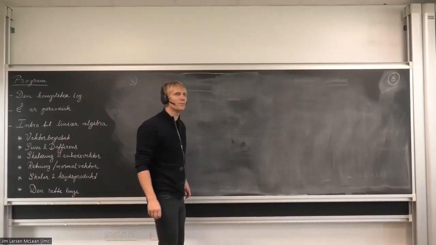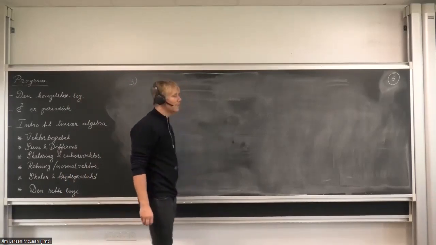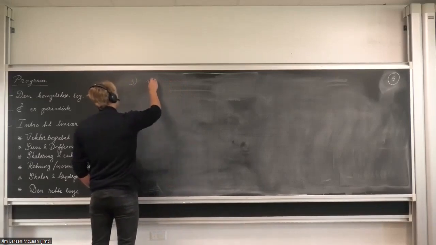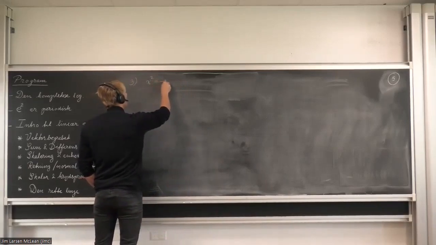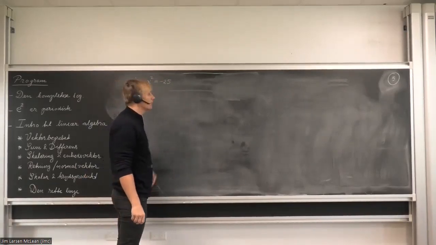Why were complex numbers invented? I imagine I am in an exam and need to talk a bit about it. Well, it's because if you have an equation like this, x squared equals minus 25. There are no real numbers that can solve the equation. There are no real numbers that when squared produce a negative number.